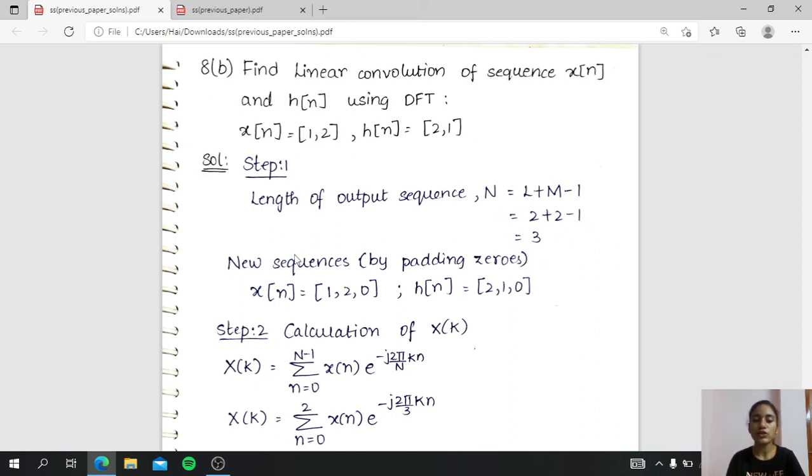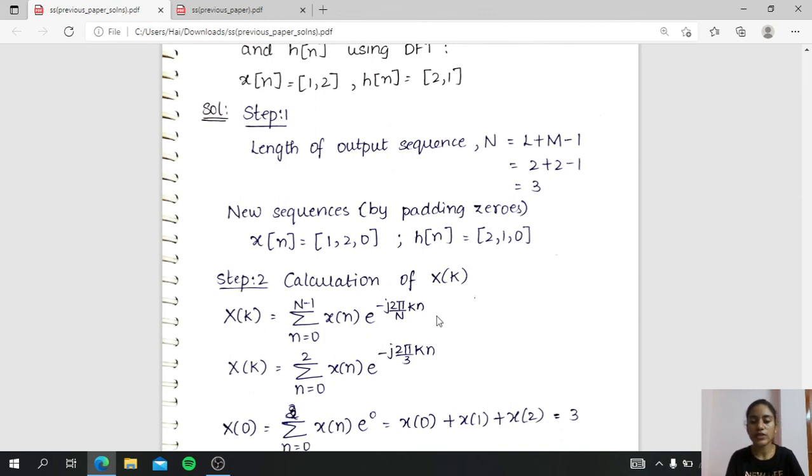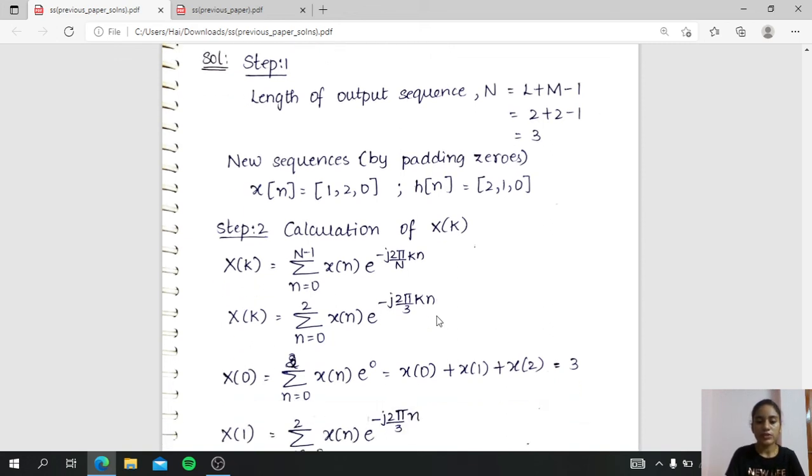So we need to obtain the new sequences. x of n is this, but we need to pad extra zeros to obtain a new sequence of length 3. From the next step, the same goes as you did in circular convolution, maybe in the 5th sum, I guess. So I'll tell you this briefly.